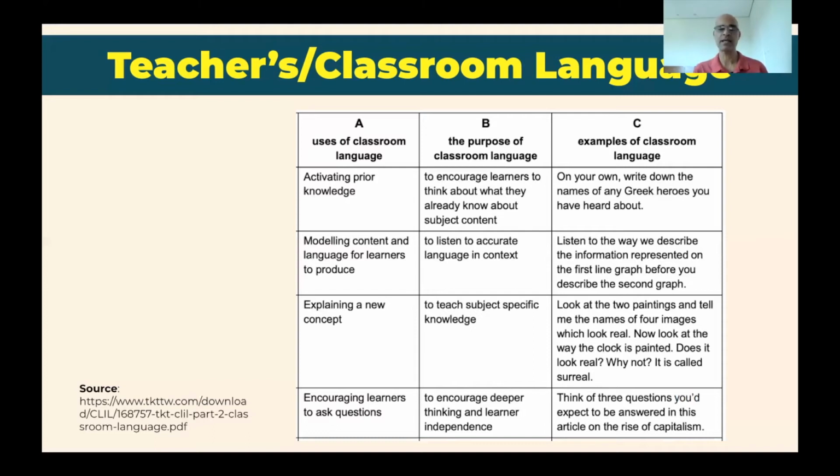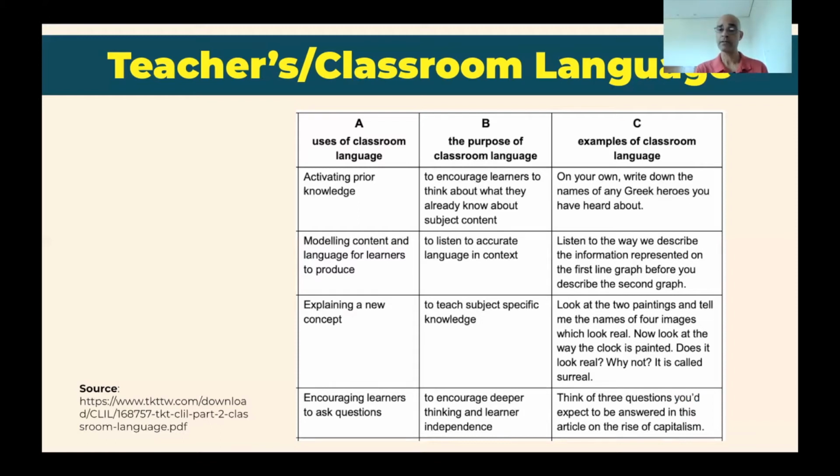So in this analysis, we're going to begin from C and then go to B and then go to A, because it makes more sense this way. So let's begin with the first example under C. On your own, write down the names of any Greek heroes you have heard about.